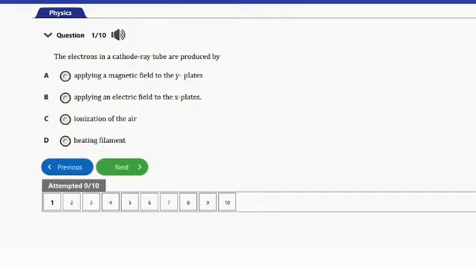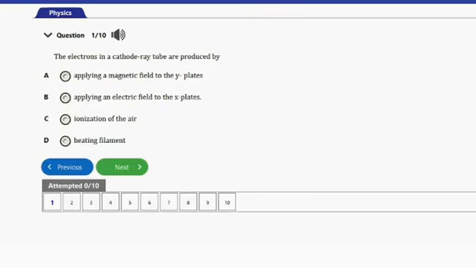It says, the electrons in a cathode ray tube are produced by A. Applying a magnetic field to the Y plates, B. Applying an electric field to the X plates, C. Ionization of the air, D. Heating filaments. So guys, the answer to this question is option D. The electrons in a cathode ray tube are produced by heating elements. And that's it for this question.